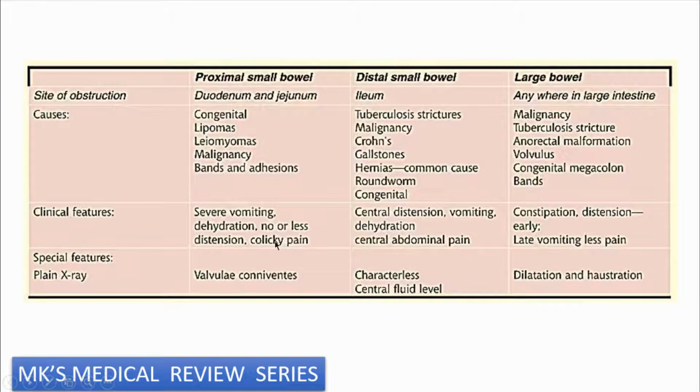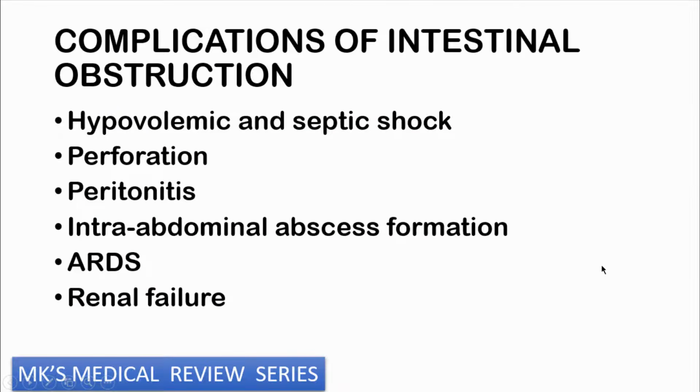And there's less pain. Then on X-ray, the small bowel is going to be showing valvulae conniventes, that's the duodenum and the jejunum, whilst the ileum is going to be characterless and you have the central air fluid levels. Then of course the large bowel is going to be dilated on the peripheries with haustrations. So this is how you're going to be distinguishing between small bowel versus large bowel.